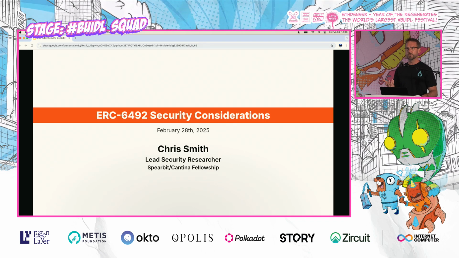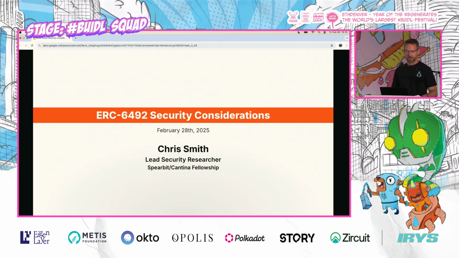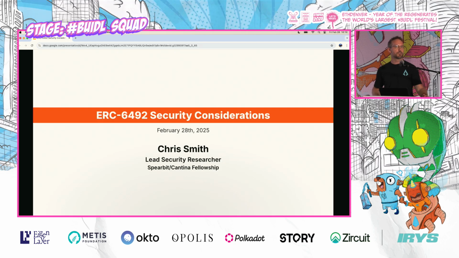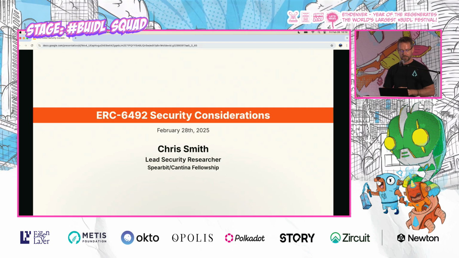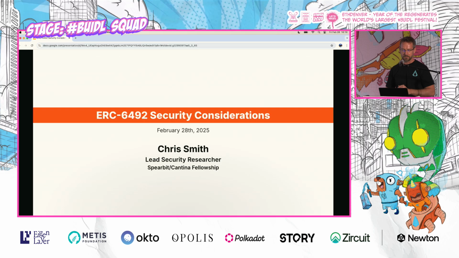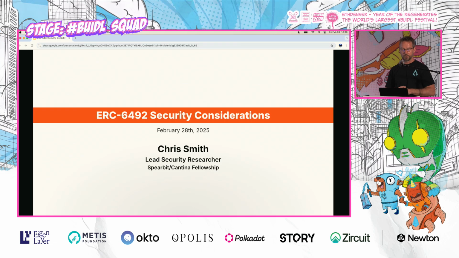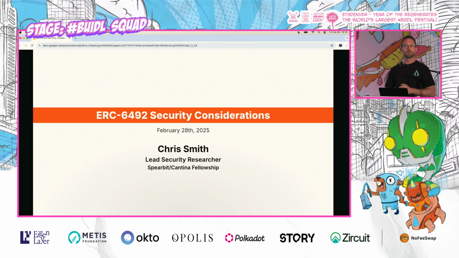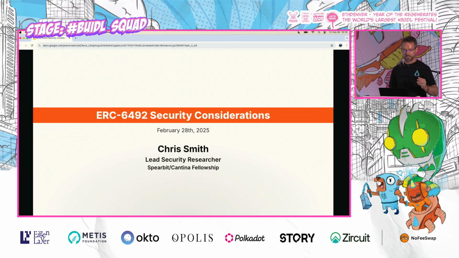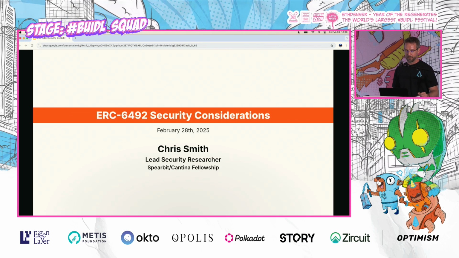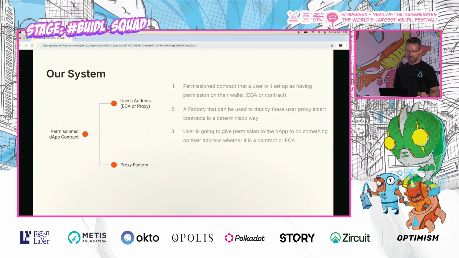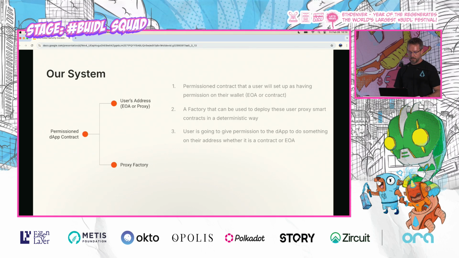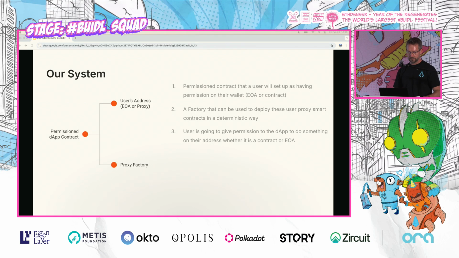I'm going to use a hypothetical smart contract system, a DApp here, for this to make it hopefully a little bit simpler so that the actual system doesn't get in the way. And then we're going to walk through what ERC-6492 is and some of the attacks and potential mitigations with it. So first, let's talk about our hypothetical system here.